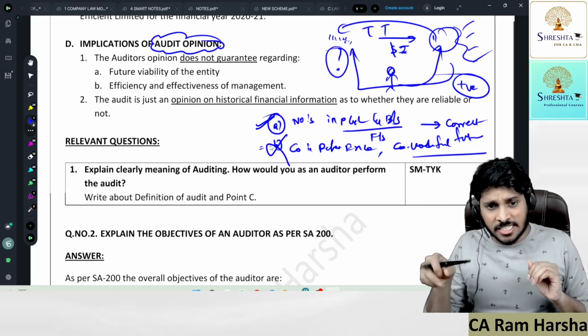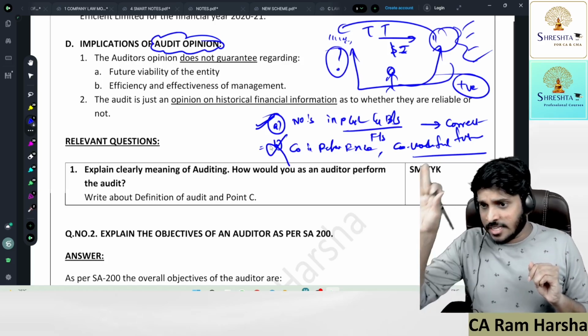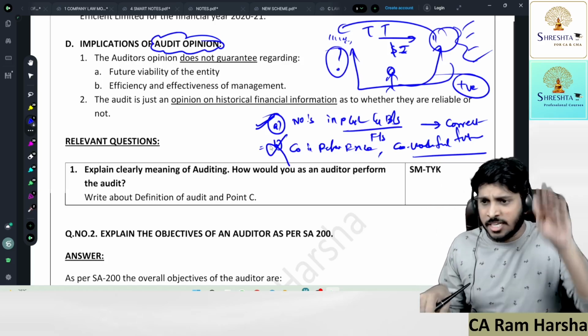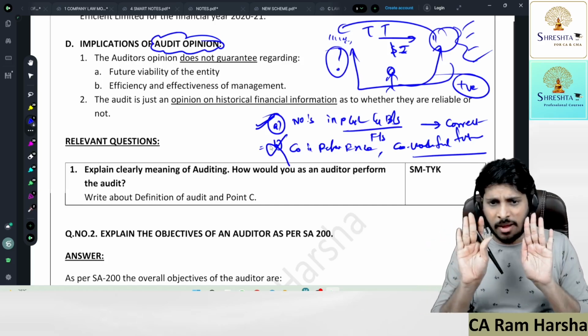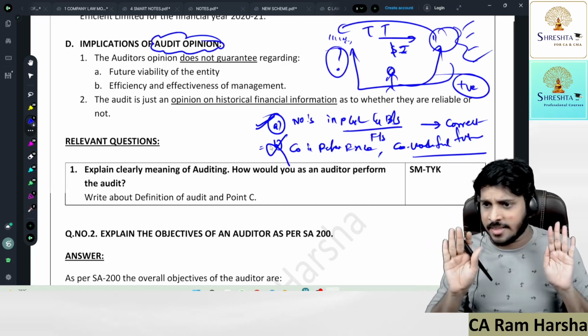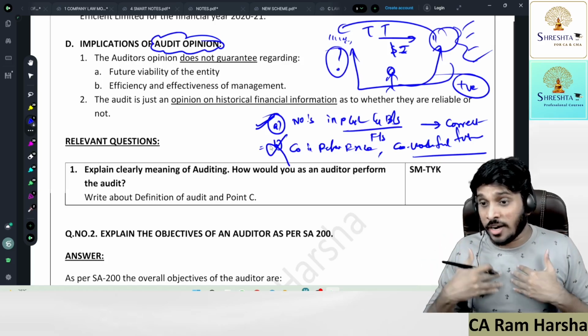They invested in fixed assets. They invested in current assets. They generated so many sales. And these are the expenses. This is a profit. This is what my money is. Like that, balance sheet and P&L he sent me. Now, what is my problem?